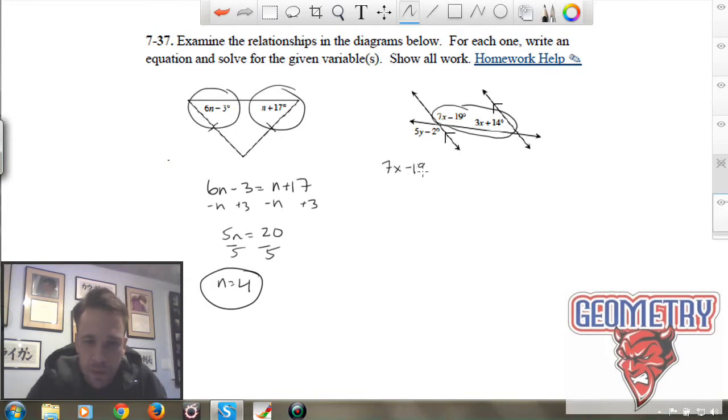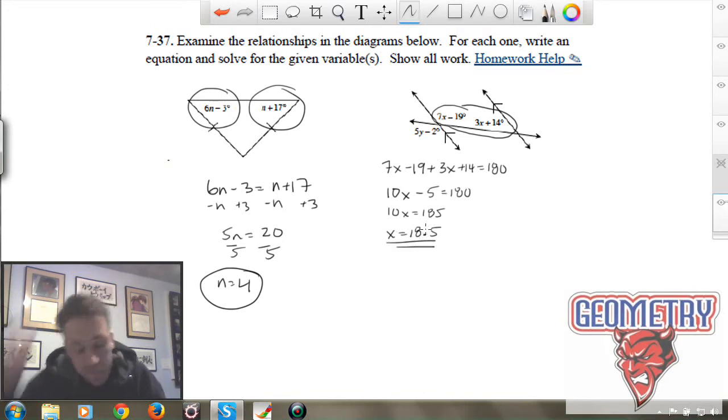So 7x minus 19 plus 3x plus 14 equals 180. 7x plus 3x is 10x. And we have negative 19 plus 14, that's a negative 5. So 10x minus 5 equals 180. Adding 5 to both sides, we get 10x equals 185. Dividing both sides by 10, we get x to equal 18.5.